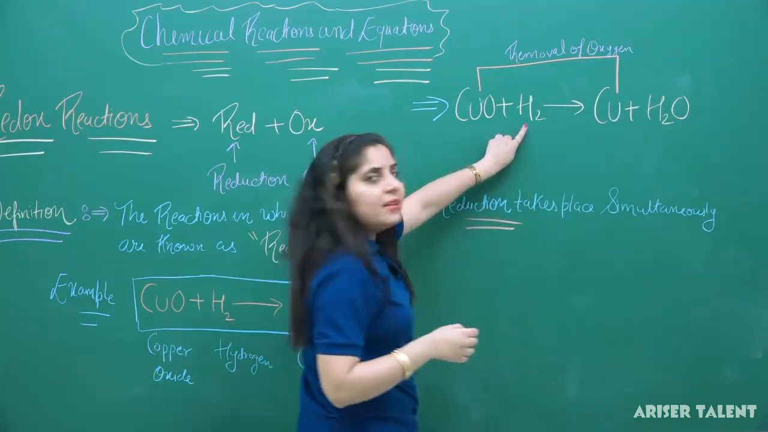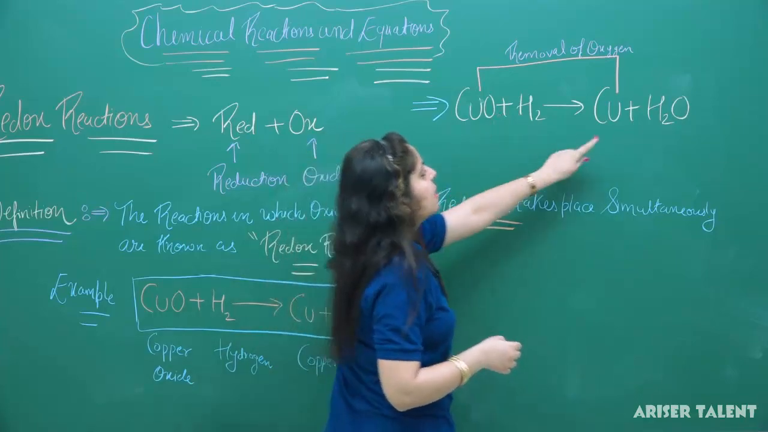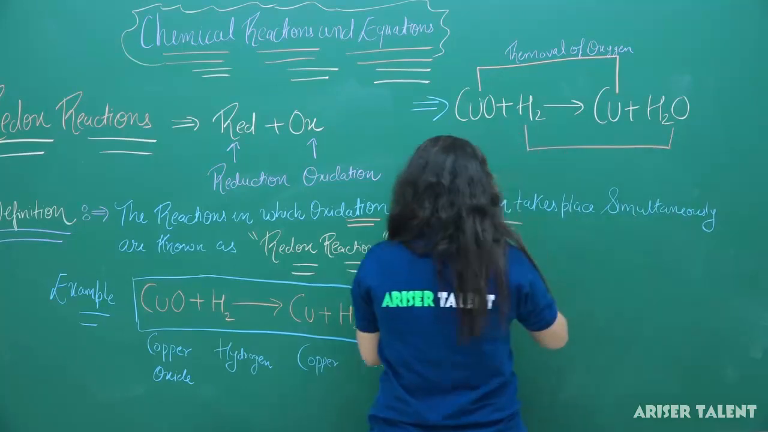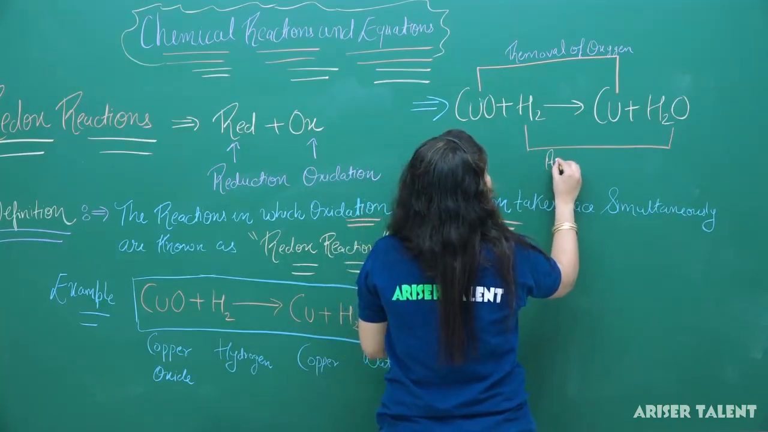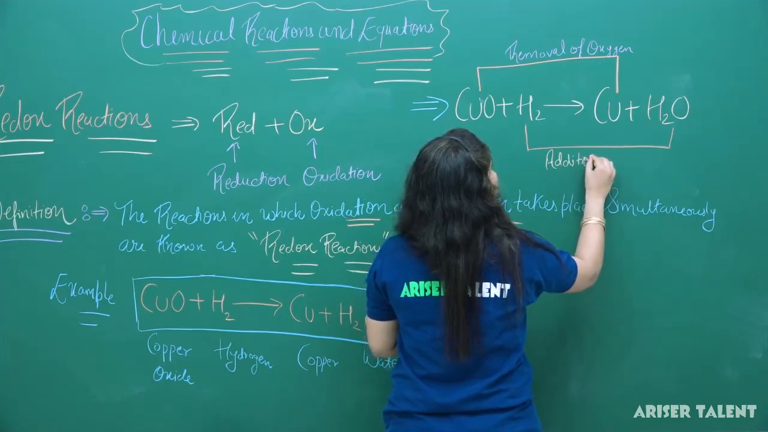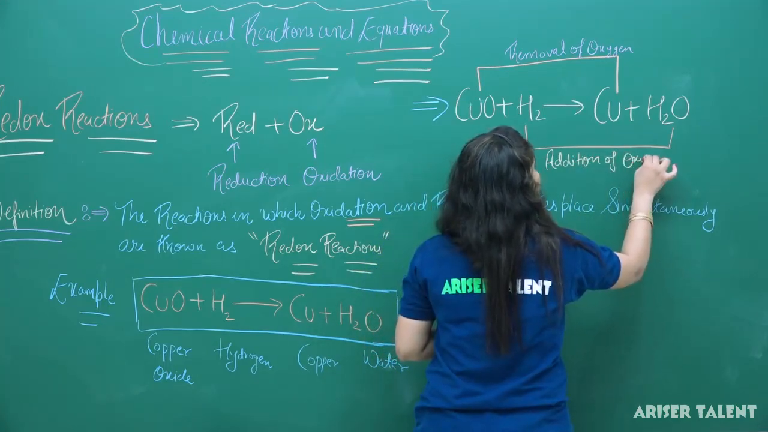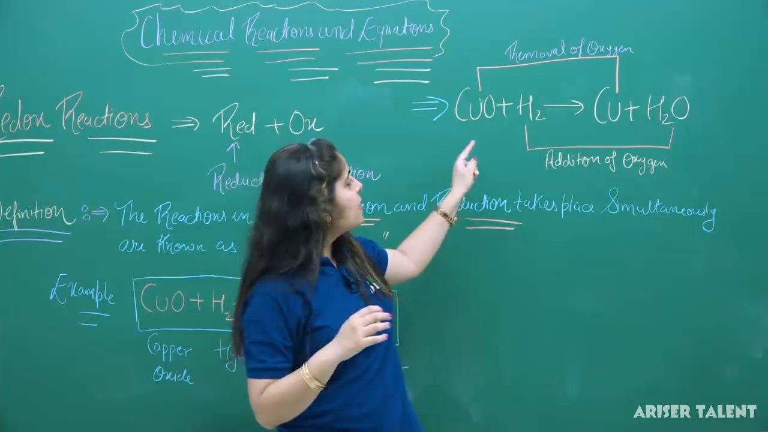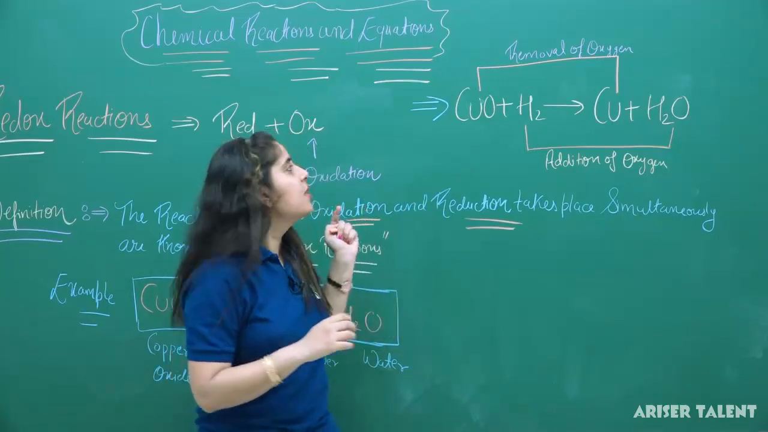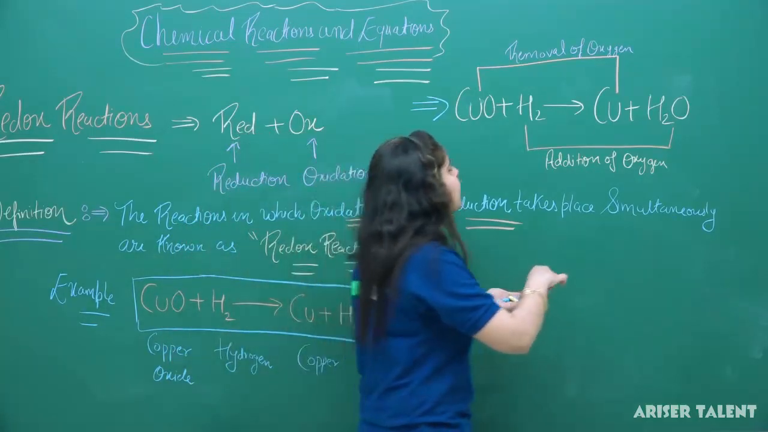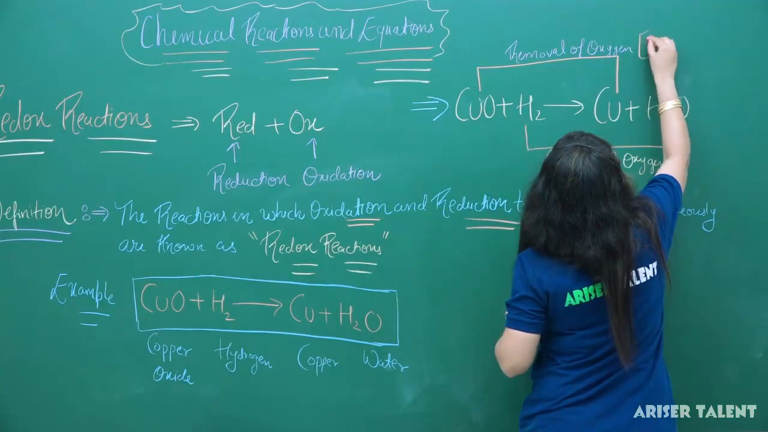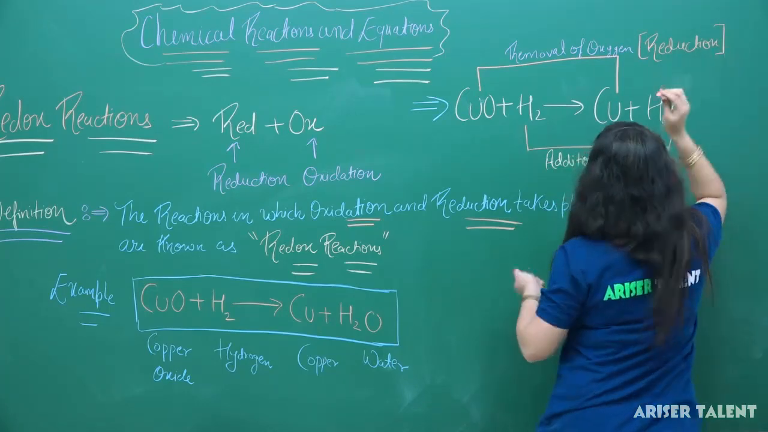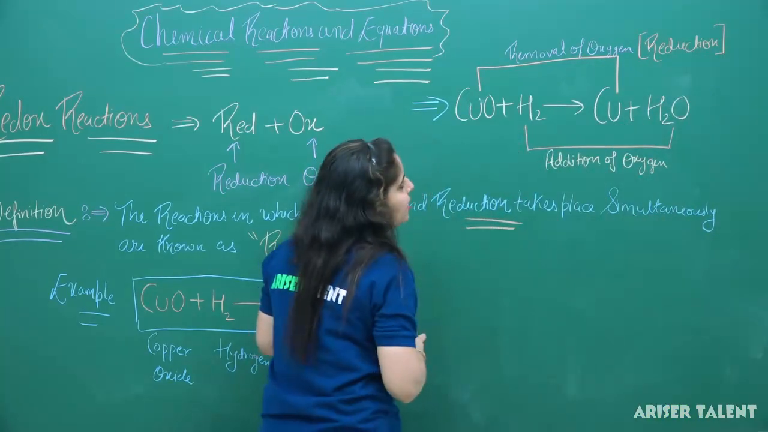Now what will happen in this case? Hydrogen gains oxygen and H2O is formed. So I can say here there is an addition of oxygen. So in the first case we have the removal of oxygen and in the second case we have an addition of oxygen. So removal of oxygen is termed as reduction and addition of oxygen is known as oxidation.